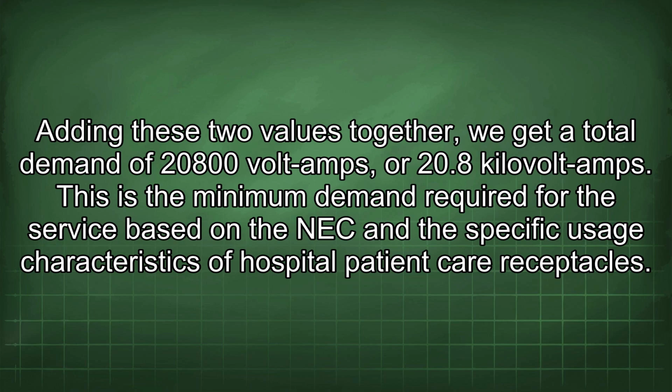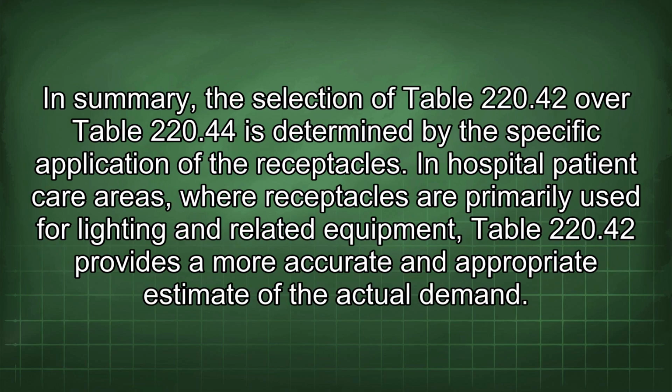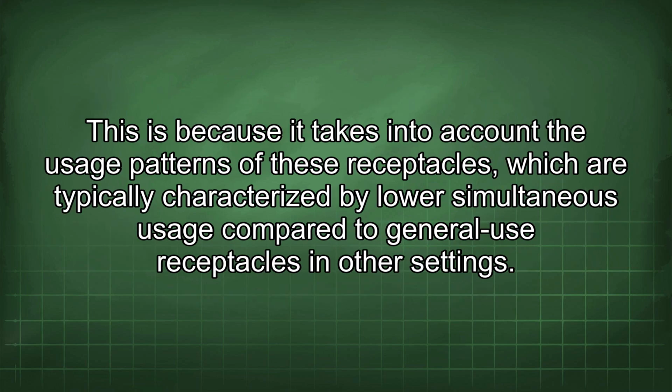patient care receptacles. In summary, the selection of Table 220.42 over Table 220.44 is determined by the specific application of the receptacles. In hospital patient care areas, where receptacles are primarily used for lighting and related equipment, Table 220.42 provides a more accurate and appropriate estimate of the actual demand. This is because it takes into account the usage patterns of these receptacles, which are typically characterized by lower simultaneous usage compared to general use receptacles in other settings.